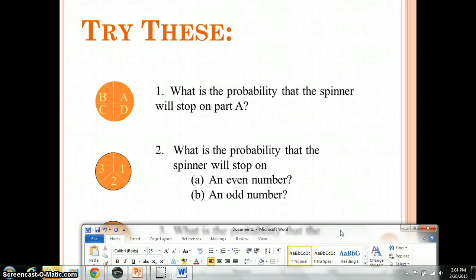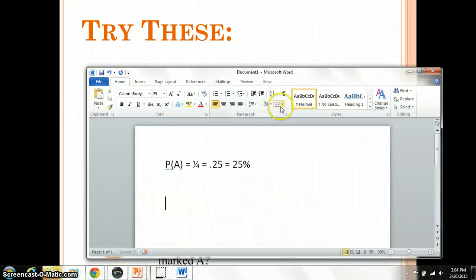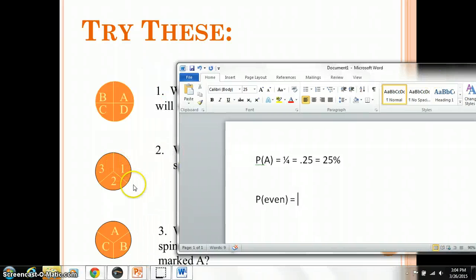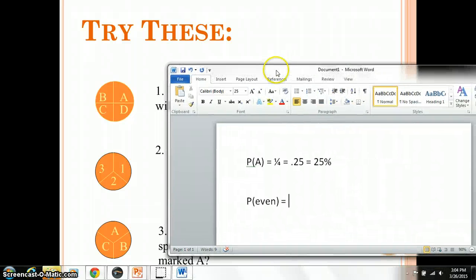What is the probability that the spinner will stop on an even number? So the first thing we're going to do is the probability of even. Remember, the numerator is the number of favorable outcomes, the number of things you want to happen, the events. So how many even numbers are here? Just 1, so our numerator is 1. The denominator is the total number of things that could happen, the possible outcomes. In this case, we have 1, 2, 3 numbers. So it's a 1 out of 3 chance. Making that a decimal would be 0.33, which equals 33%.